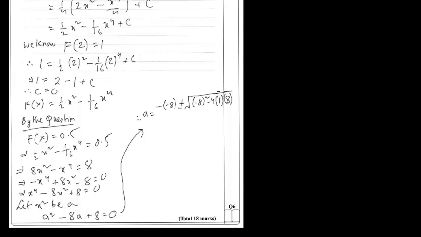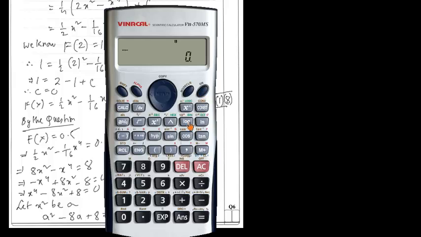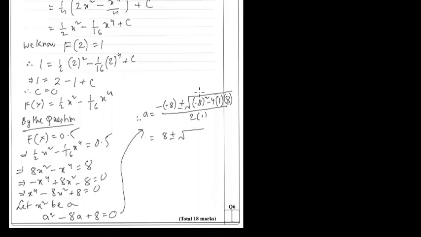Do not write in this area in the exam because it's for the examiners. Divided by twice a. That makes it 8 plus or minus root of minus 8 whole squared, which is 64, minus 4 times 8 is 32. So 64 minus 32 is 32. So this is over 2.